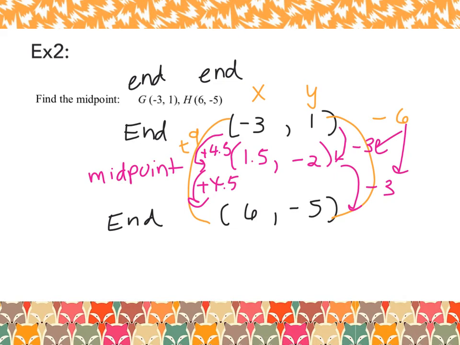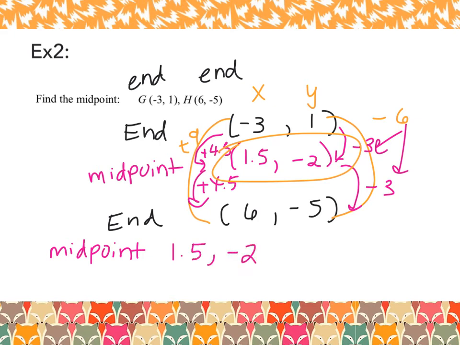So what we've actually done here is we found the midpoint this way. So our final answer to this question is that our midpoint is going to be at the coordinate 1.5, or 1 5/10, or 1.5, however you want to say that, comma, negative 2.